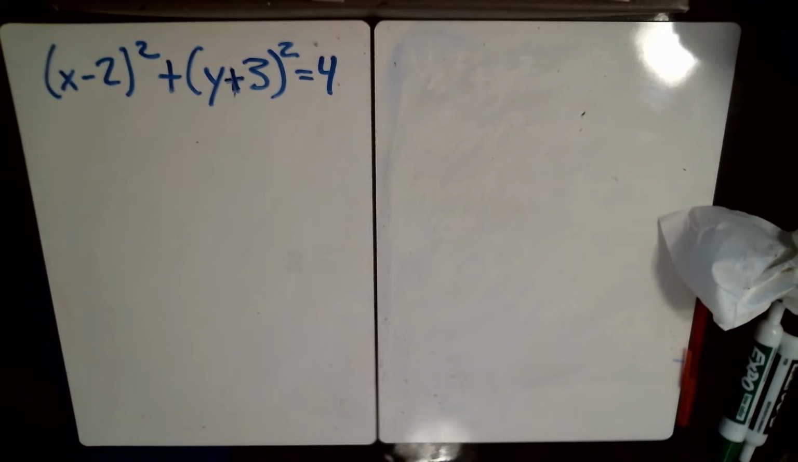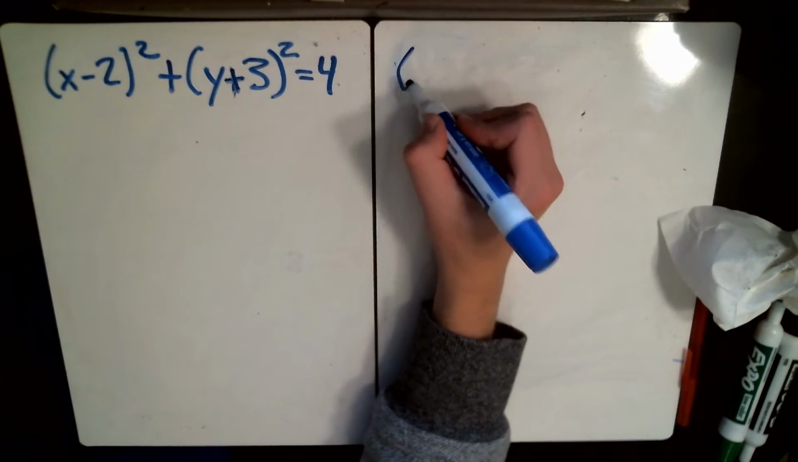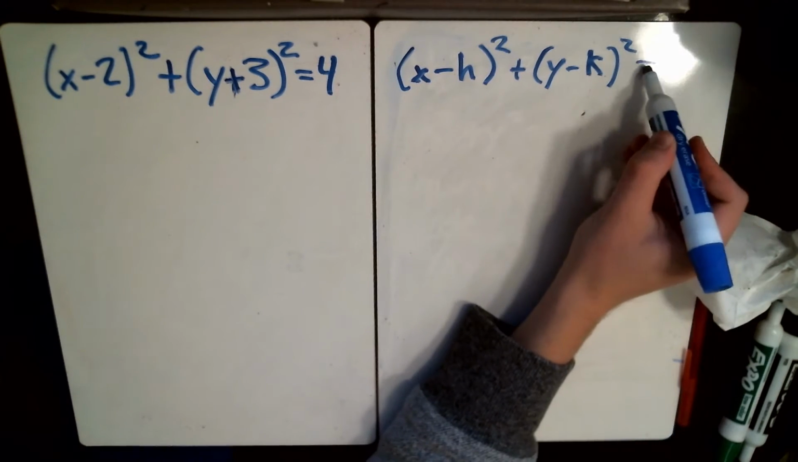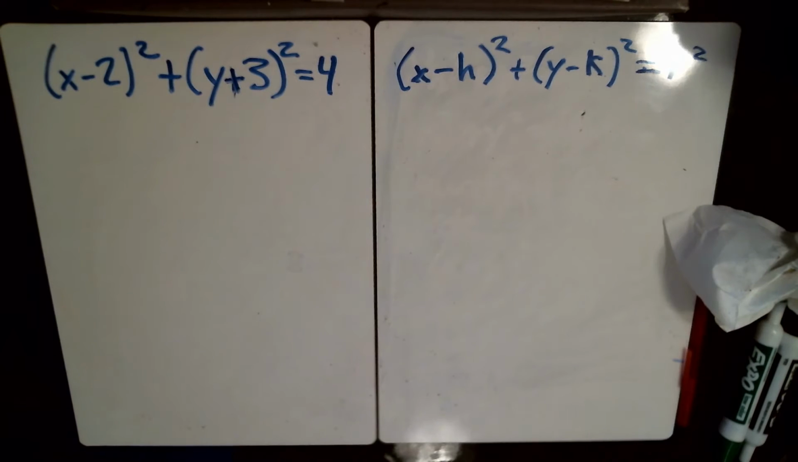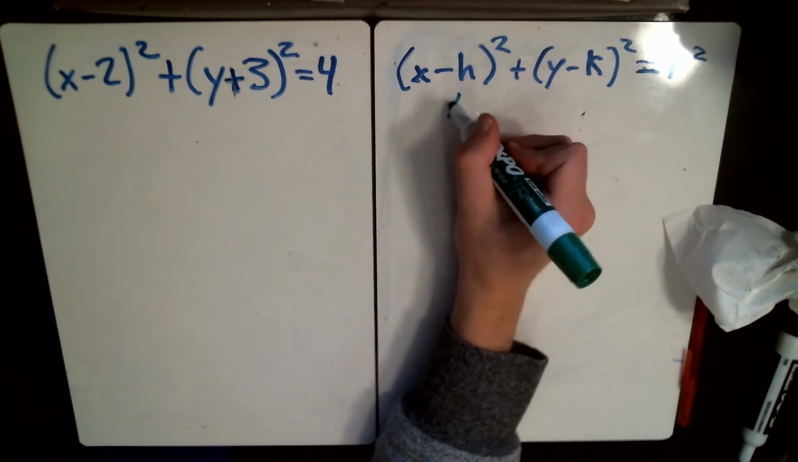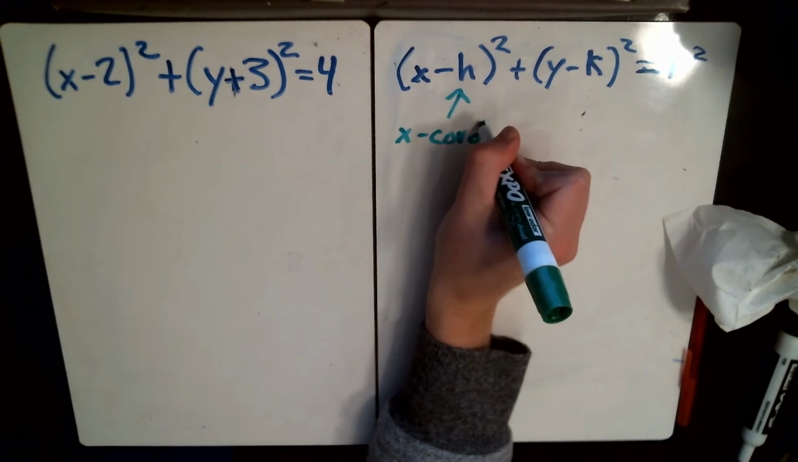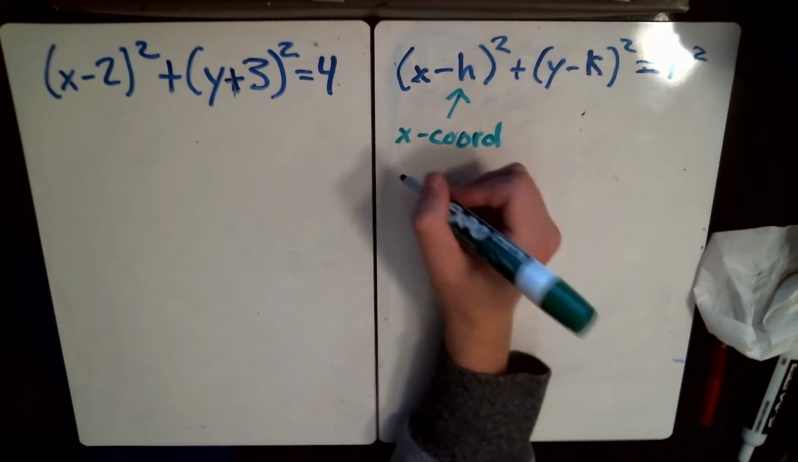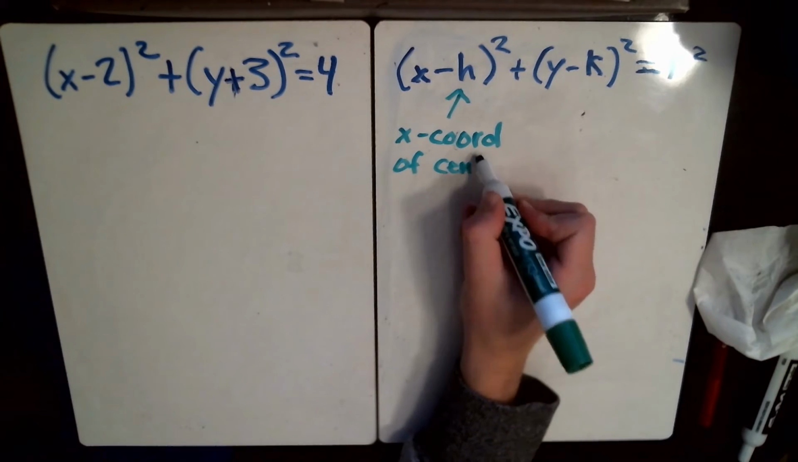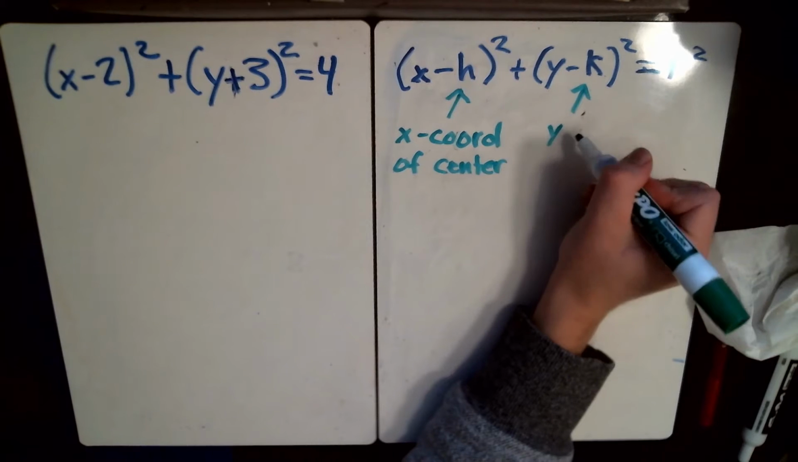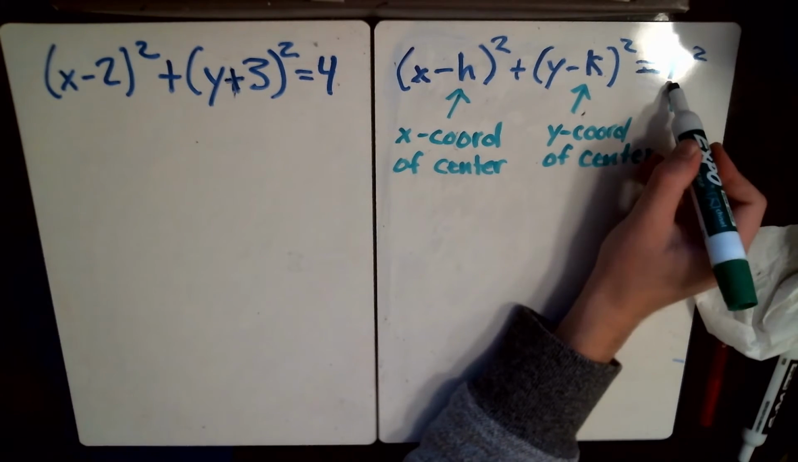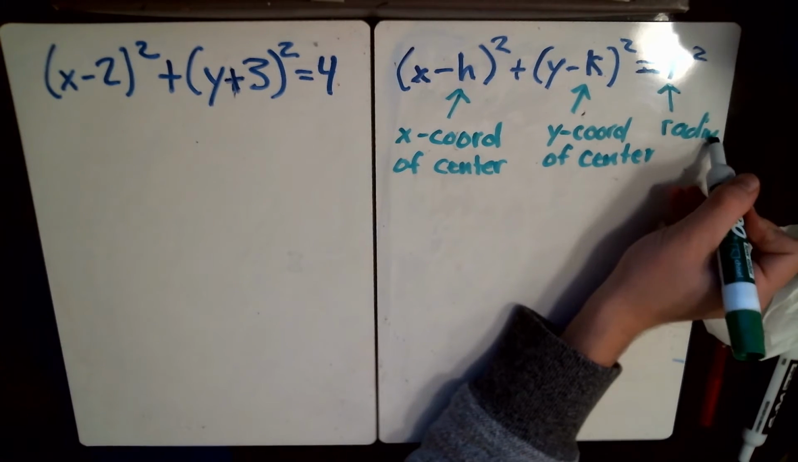Remember from our last video, we talked about the general equation of a circle: (x - h)^2 + (y - k)^2 = r^2. You'll need to know this equation. What do these things mean? This h is the x coordinate of the center. This k is the y coordinate of the center. And this r squared is the radius squared.